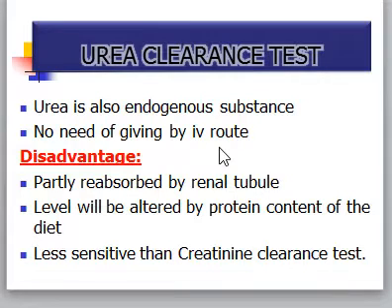Urea is a waste product formed during protein metabolism and excreted in the urine. So determination of urea clearance forms a specific test to assess renal function. Urea is also an endogenous substance and does not need to be given by the IV route. Here is the disadvantage of this method: urea is partially reabsorbed by the renal tubule, so it cannot give an accurate value. The level will be altered by the protein content of the diet, and it is less sensitive than the creatinine clearance test.